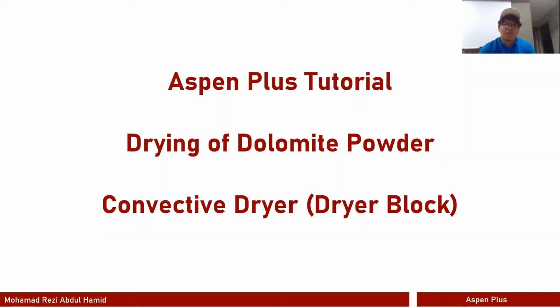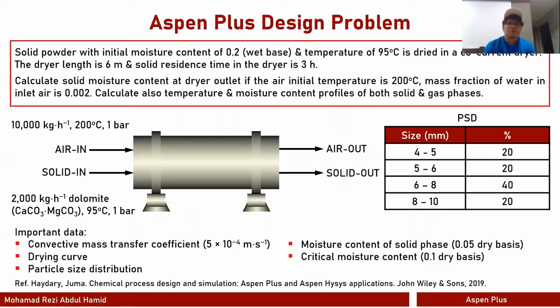In this week's Aspen Plus tutorial videos, I'm going to simulate a very simple process, which is the drying of dolomite powder. Specifically, I am going to discuss the convective dryer block, or dryer block, for solid processing in Aspen Plus. Okay, let's begin.